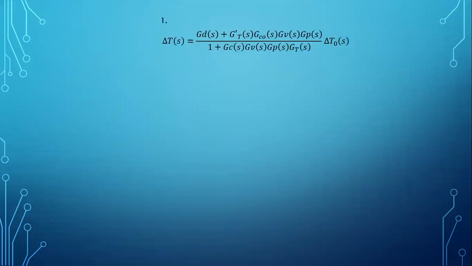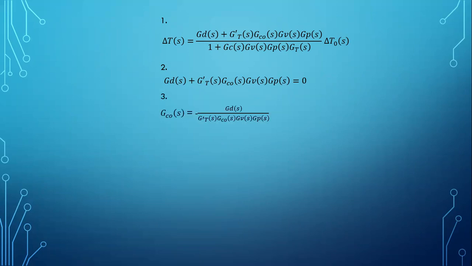To synthesize the compensator, the input delta T0 must be related to the output delta Ts, like this. Now, for the effect of T0 changes on the control variable to be 0, the numerator must be 0: GDS plus GTS times GCOS times GBS times GPS is going to be 0. So we get GCOS equal to GDS over G apostrophe TS times GBS times GPS.